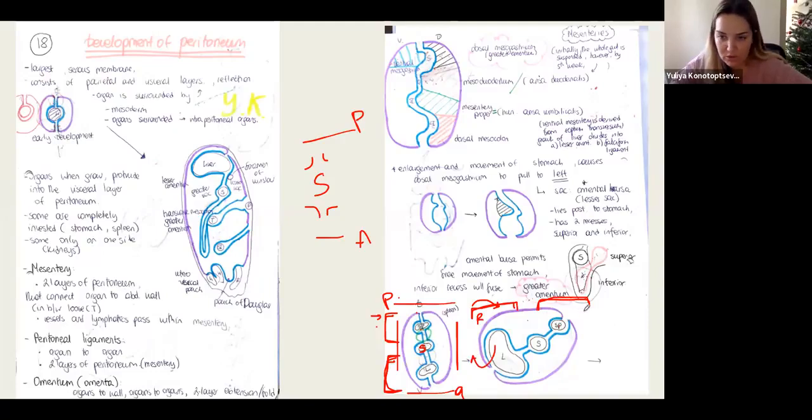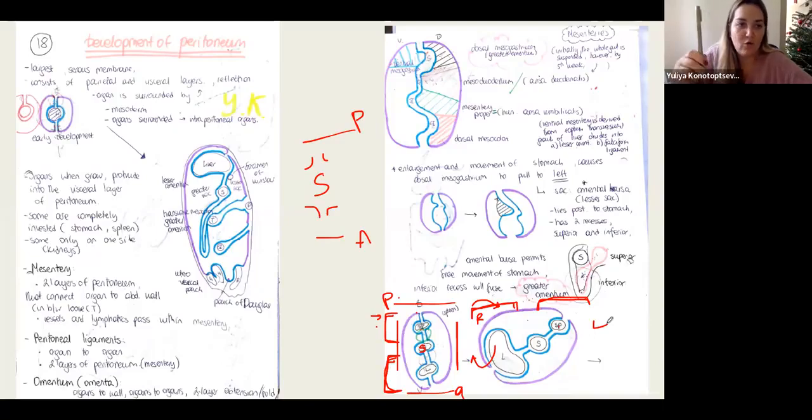Spleen, which is in dorsal mesogastrium, ends up on the left side. So if they ask you why is the position like that, why is the stomach in the center, spleen on the left, liver on the right, the answer is very simple. All of it is because of the rotation of the stomach, because of the 90 degrees rotation of the stomach.